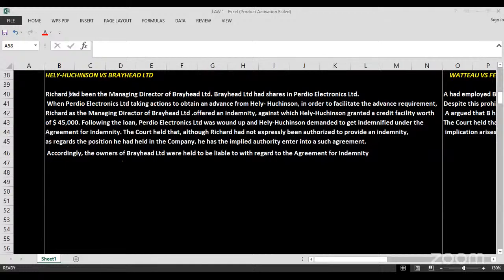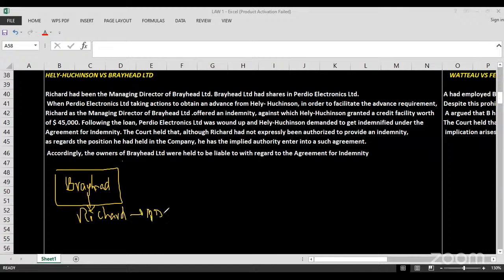Now, Richard had been the managing director of Brayhead Private Limited. Okay, so there is a company called Brayhead, and in this company, Richard was the managing director. He's the MD, simply the managing director.